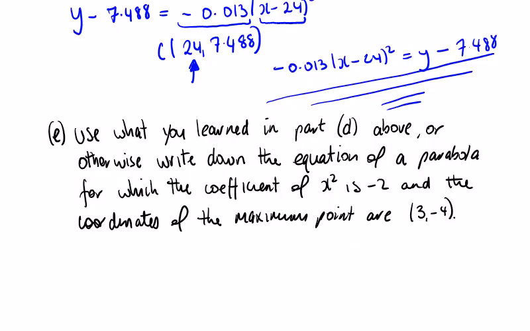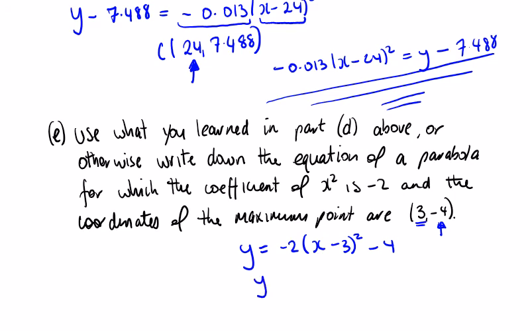In part E, we're asked to use what you learned in part D or otherwise, write down the equation of a parabola for which the coefficient of x squared is minus 2 and the max point is 3, minus 4. So we normally write it like this when we're doing the completing the square method: minus 2 by x minus my x value to be squared. And then we change the sign of this and write it here plus 4. So minus 4, so not plus 4, so minus 4. Keep the sign.